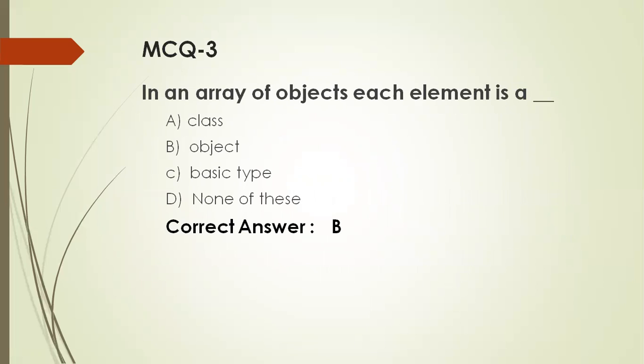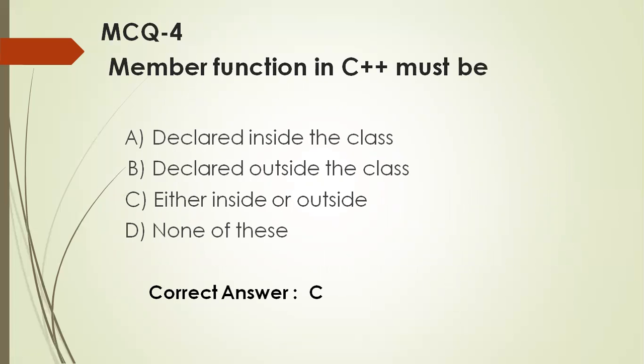In an array of objects, each element is a class, object, basic type, or none of these. It's an array of objects, as the name indicates. An array of objects is an array where each element is an object. The correct answer is B.